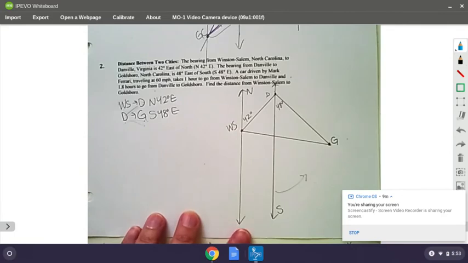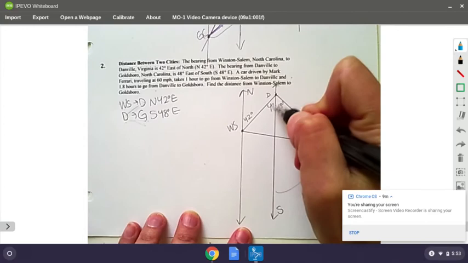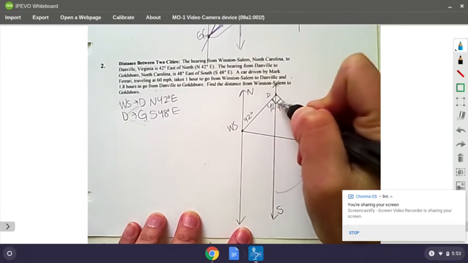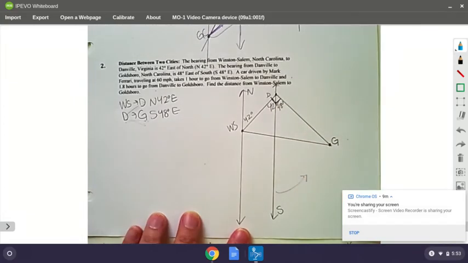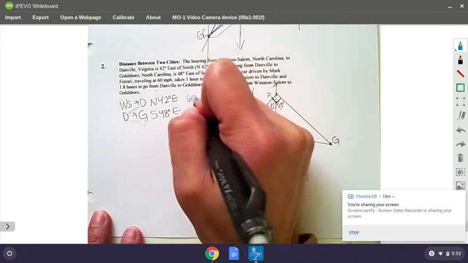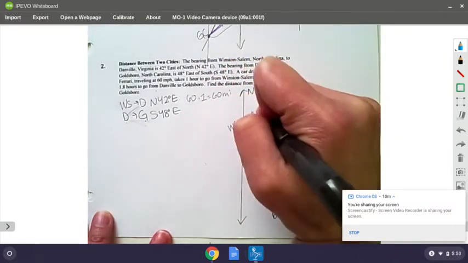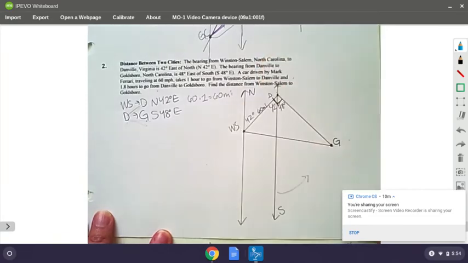Okay, what else? Let's find some more angles. So notice these are parallel. So these are alternate interior, making this one 42, making this a right angle. We can't find any of the other angles, so we don't have enough information. So let's move on to the side. It says a car driven by Mark Ferrari traveling 60 miles per hour takes 1 hour to go from Winston-Salem to Danville. So this is 60 miles per hour times 1 hour, which would just be 60 miles. So that's this one here, 60 miles.